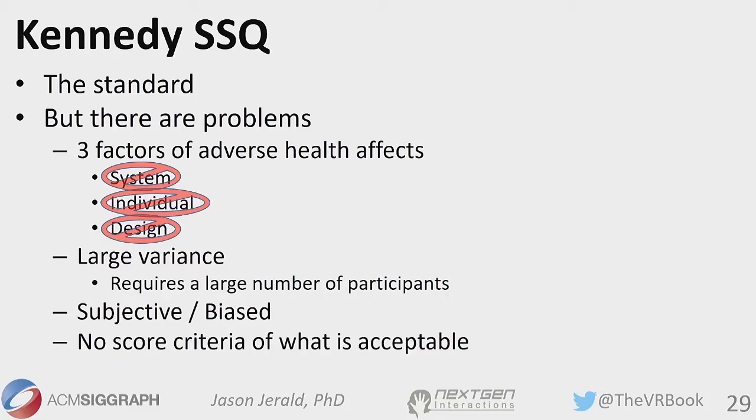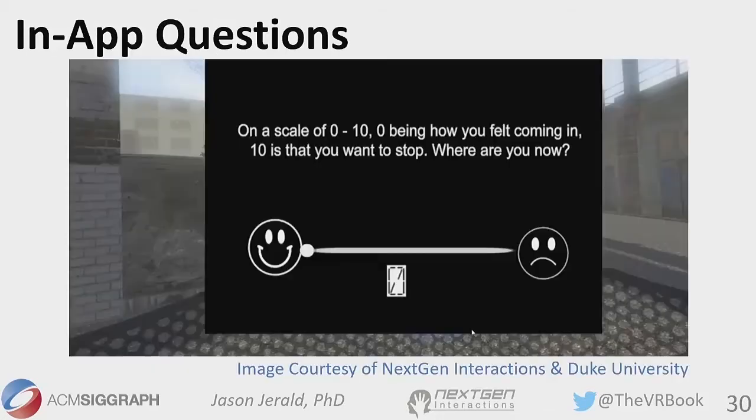Okay, there's also not an acceptable score. Again, other measures also have that problem. So what we've been experimenting with in our work at Duke University is simply replicating what Fernandez and Feiner did at Columbia University, actually asking them within the app. And so we go through different waypoints and then we say, okay, how are you feeling on a scale of 0 to 10? And it's definitely a break in presence.